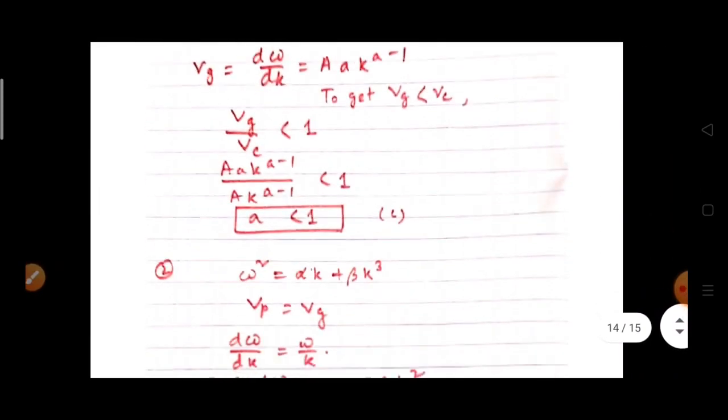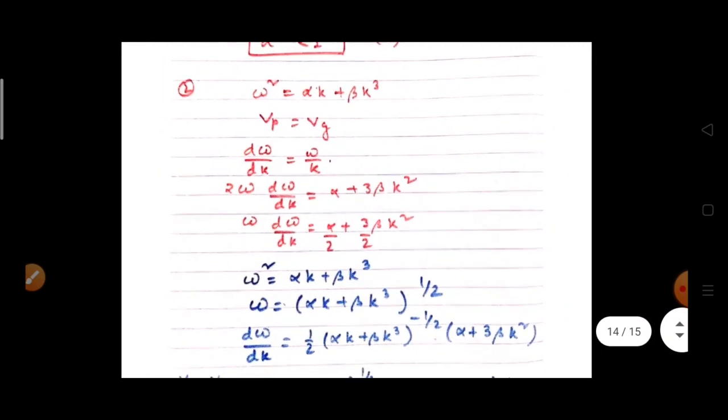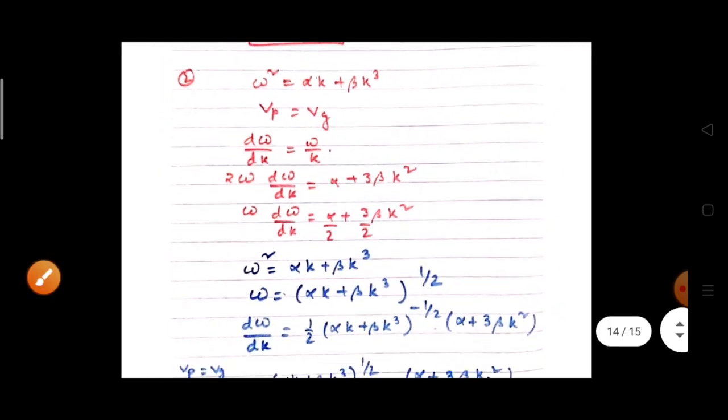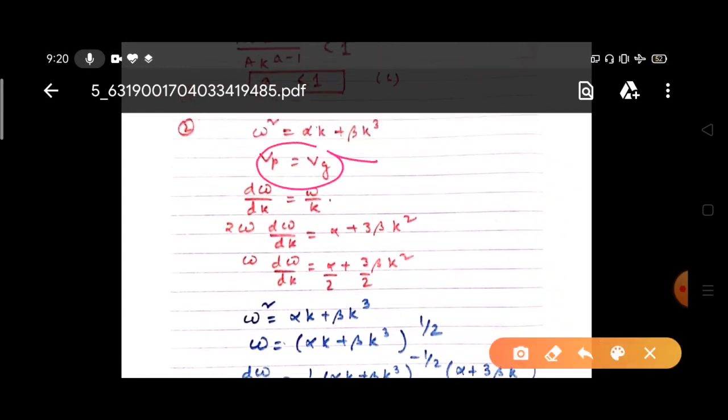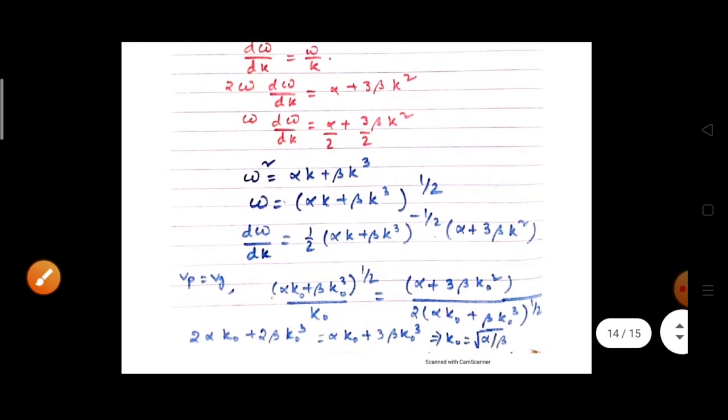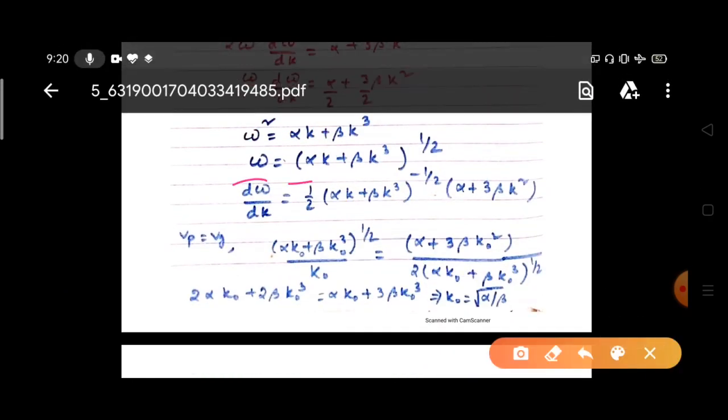So here omega square equals alpha k plus beta k cube. We have to find out, with Vp equal to Vg, how much will be k. Now d omega by dk, and omega by k, we need. So you take omega square equals alpha k plus beta k cube, or omega equals alpha k plus beta k cube whole to the power half. So d omega by dk will be half into alpha k plus beta k cube whole to the power minus half into alpha plus 3 beta k square.